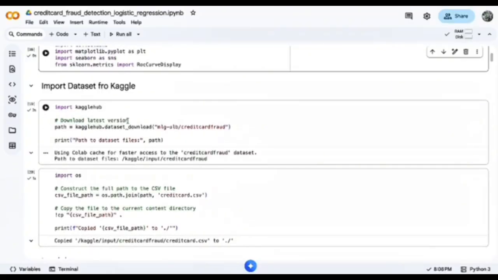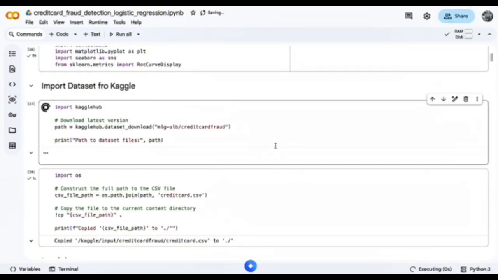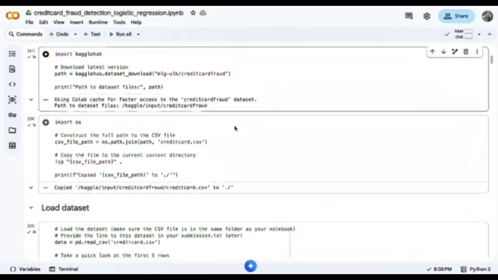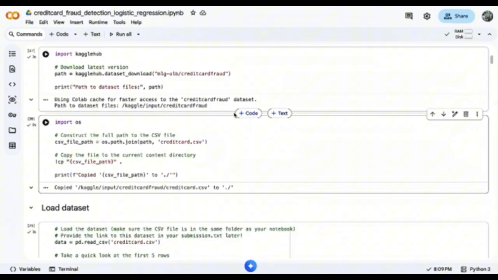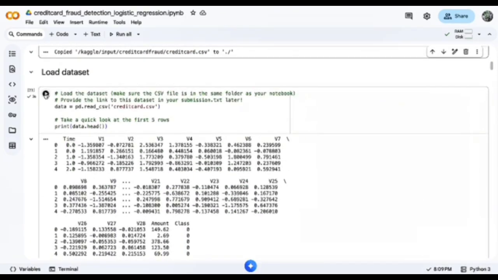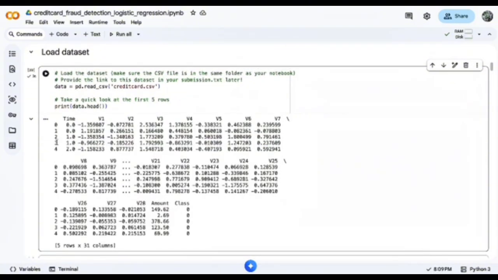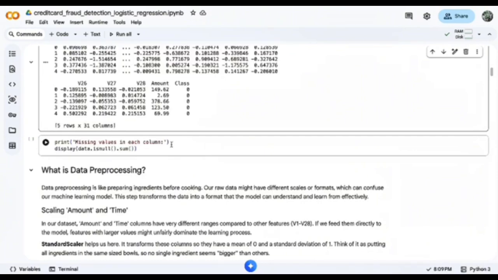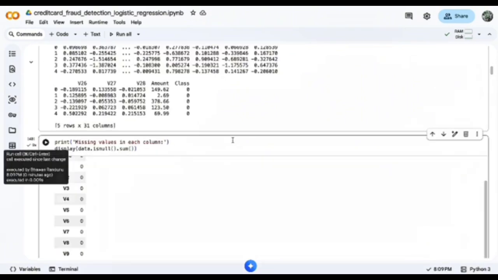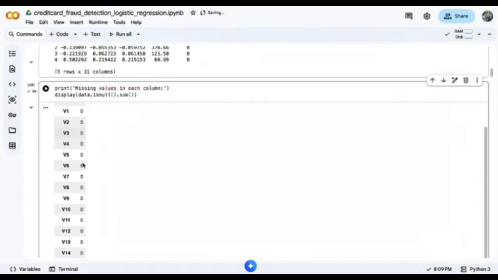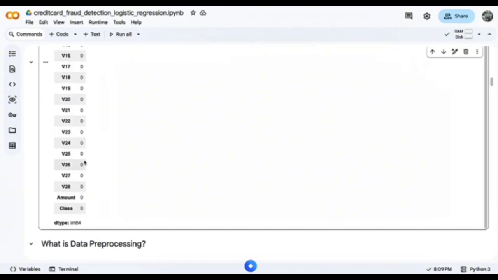After that, we must import the dataset. Here, we choose the Kaggle dataset that we have found on Kaggle. The dataset is the European credit card dataset of 2013. After that, we must copy it into the relevant directory. Then we must check if the data is correctly downloaded. These are the first five rows of the dataset. Then we must check if there are any missing values in this dataset. Here, there are zero missing values in all the rows.